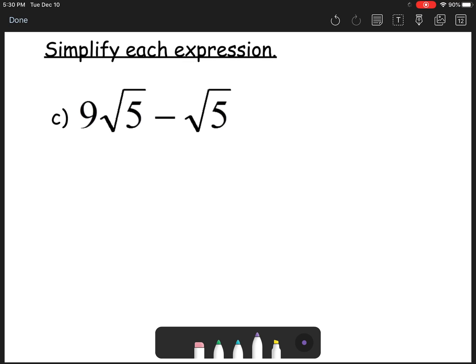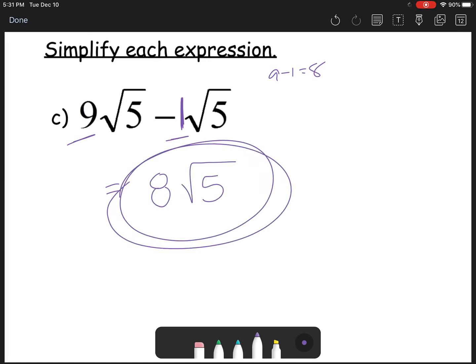Now, subtracting, very similar. 9 square roots of 5 minus 1 square root of 5. Anytime it doesn't have a different coefficient in front of it, or a different number in front of it, you always have one of them. So if we have 9 of something and we subtract 1, we would have 8. Well, we have 8 of what? 8 square roots of 5. So 8 times the square root of 5 would be our final answer.